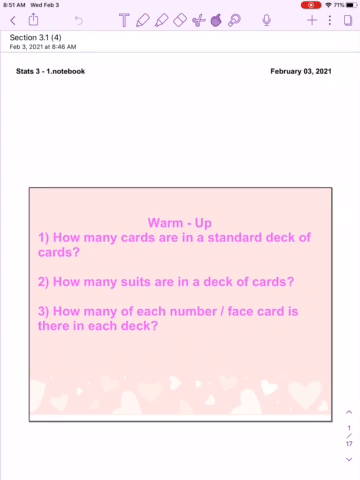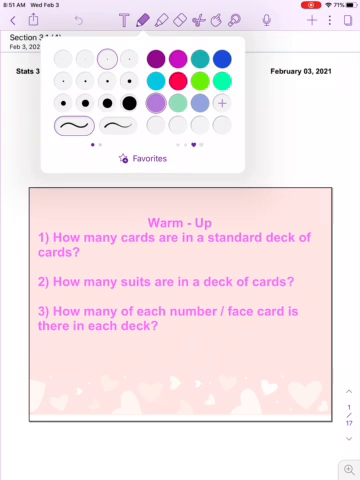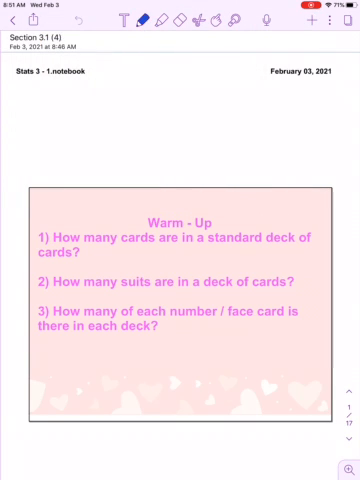All right, this is 3-1. We are starting probability, so there's a couple things we just need to make sure that we know before we really get into it. So how many cards are in a standard deck of cards? A lot of probability questions revolve around decks of cards, and I found that a lot of kids don't know these basic things about cards. So we're just going to make sure we lay these ground rules first.